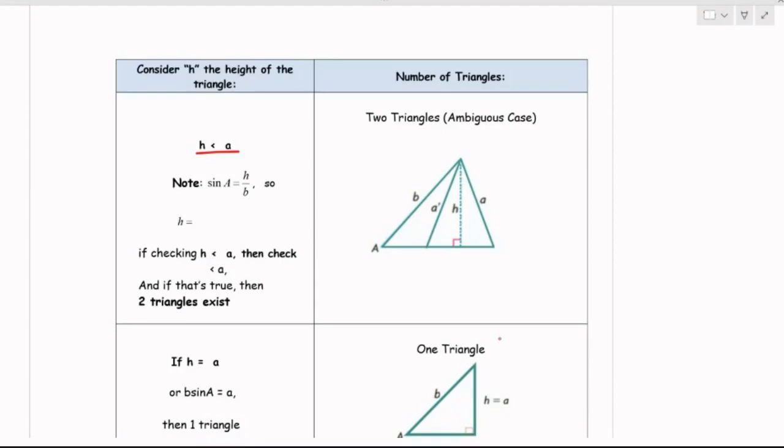I'm going to redraw this triangle, okay? And I'm going to just draw it with the height because I have too many lines in here. I don't want it to be confusing. So this is the height line.